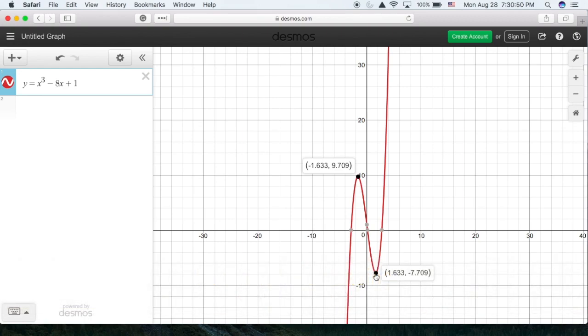Now, we can't talk about what the graph is doing where it changes directions, so these will always be open intervals if we were to write it in interval notation. We're not going to include any endpoints here because we can't say at negative 1.633 whether the graph is increasing or decreasing.